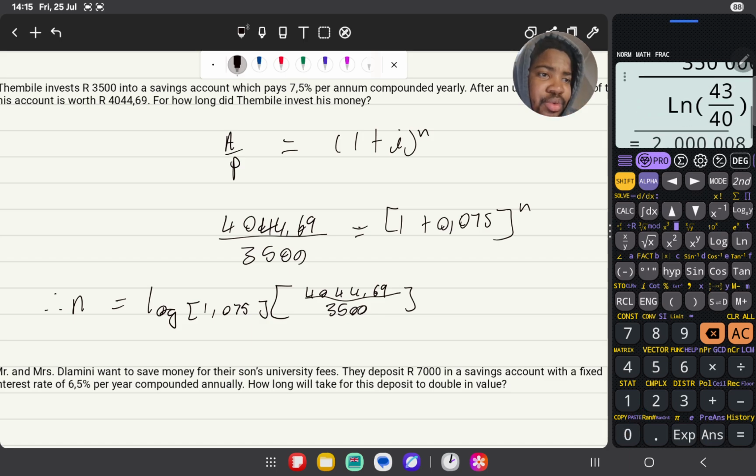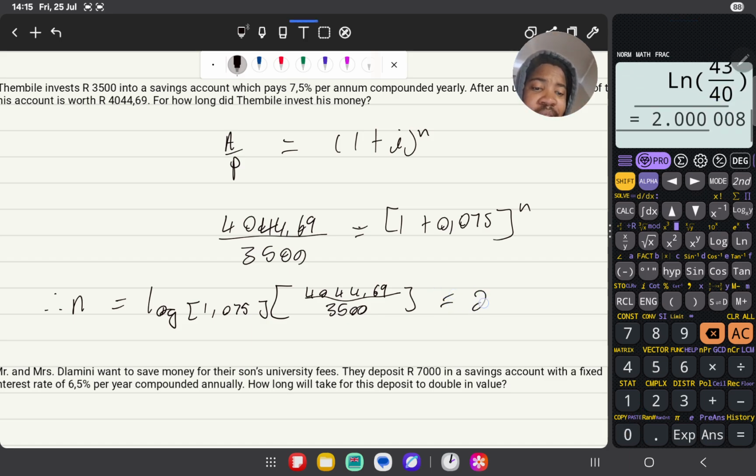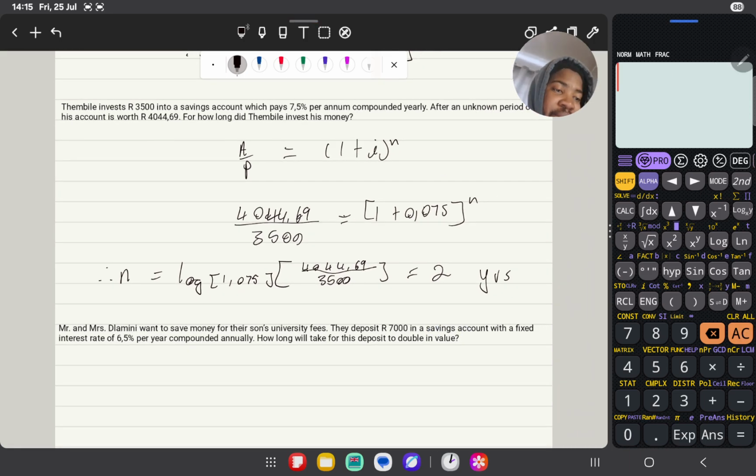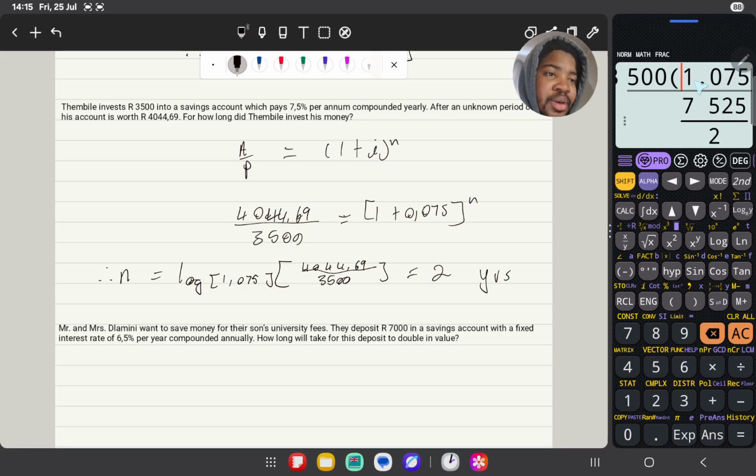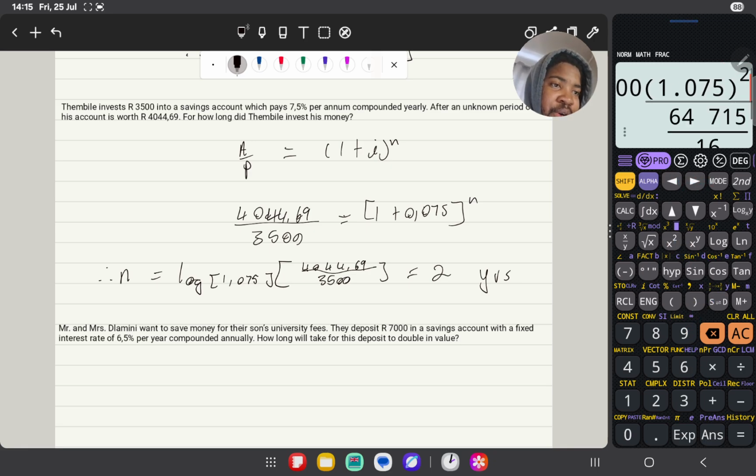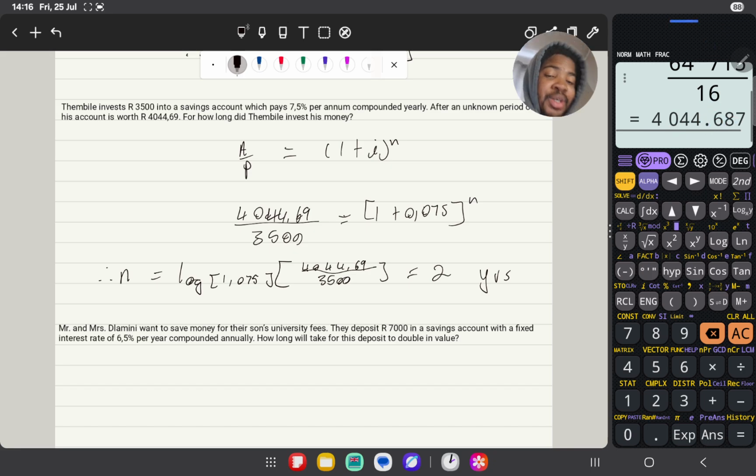Yeah, now when you get the answer, you see that it is 2. It's going to be 2 years. It is two, bro. You round it off to maybe four decimal places, but it's still going to be two. So the answer is 2 years. You see, even when you take 3,500 times 1.075, closing the bracket, to the power of 2, we get the same amount, you see.